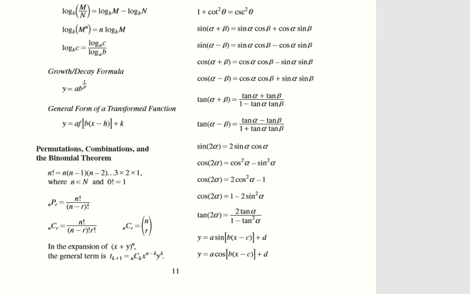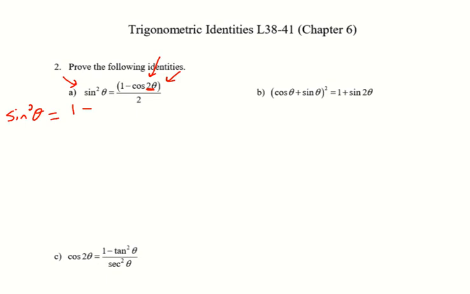Cos 2 theta has a few options. I could write it like this, or like that. But since I've got sine squared theta on the other side, this is the one I'm interested in, because maybe I can cancel one of those sine squared thetas. So I'm going to rewrite cos 2 theta as 1 minus 2 sine squared theta. So this was 1 minus, and then 1 minus 2 sine squared theta, all over 2.